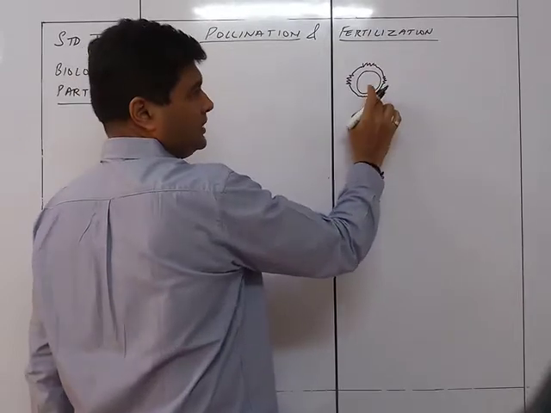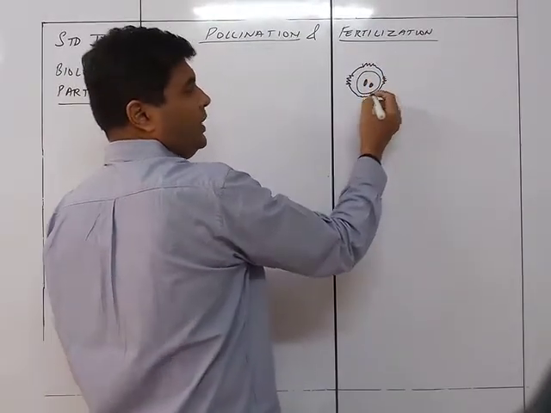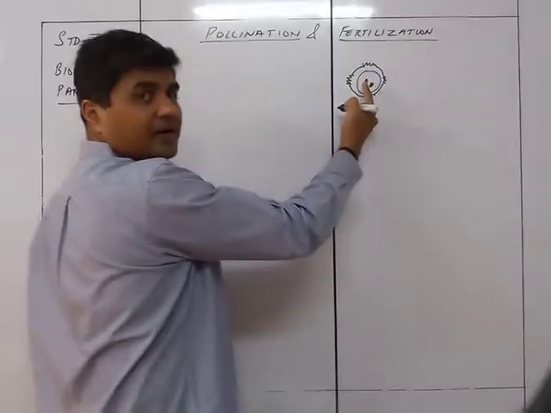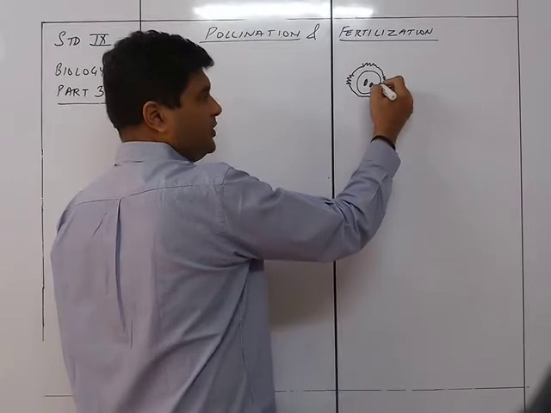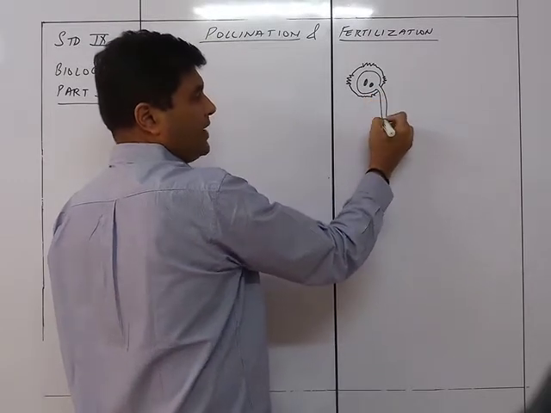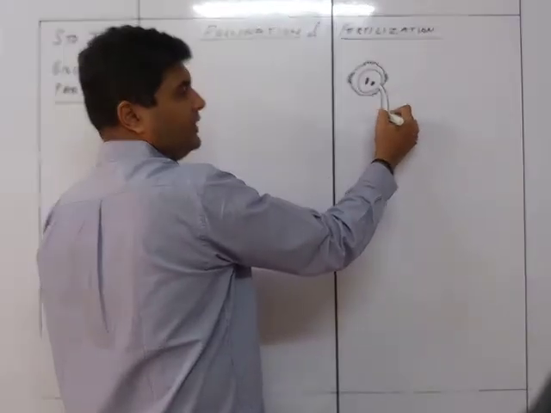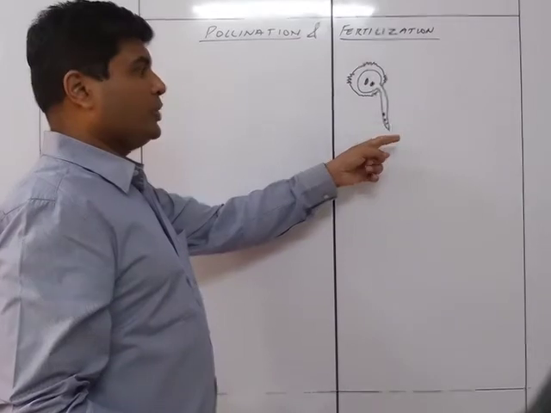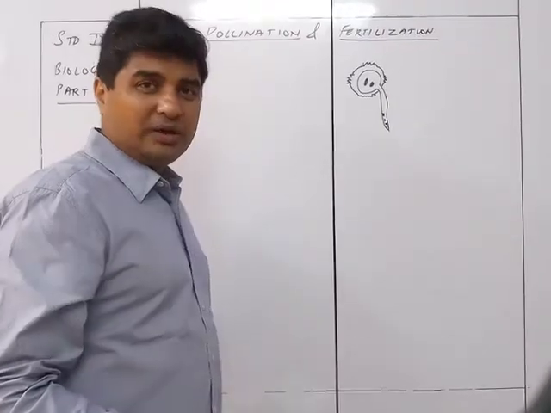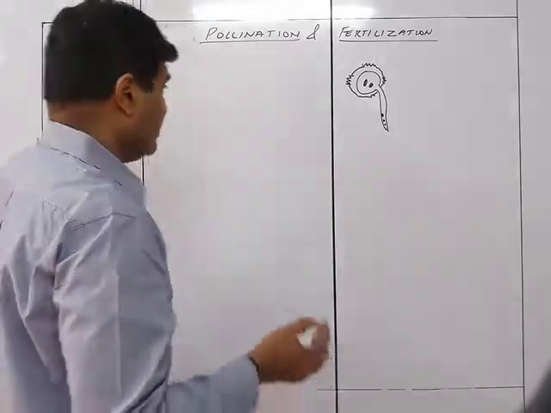When this develops, the nucleus over here is going to give one tube nucleus and a generative nucleus, and they are going to form a tube. This tube will have three nuclei inside. The generative nucleus gets divided into two sperm nuclei, and the tube nucleus is going to produce the pollen tube inside the style of the flower.